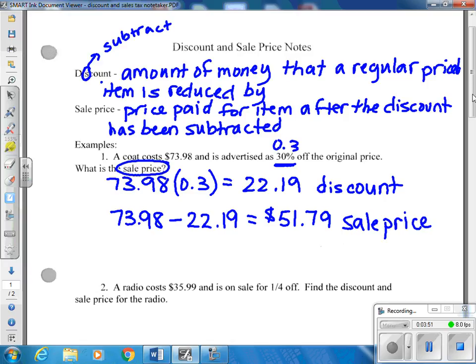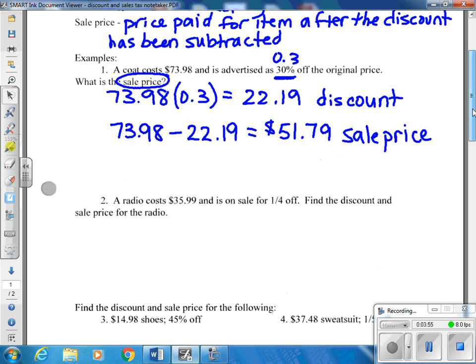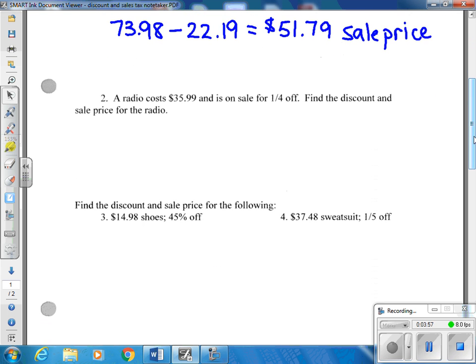Okay, then when you go to the next problem, right? Now we've got a radio, right, that costs $35.99 and is on sale for 1/4 off. So it doesn't always give it to you in percentage mode.